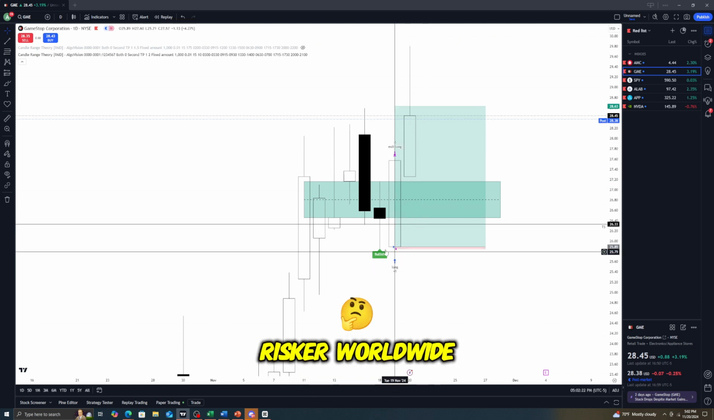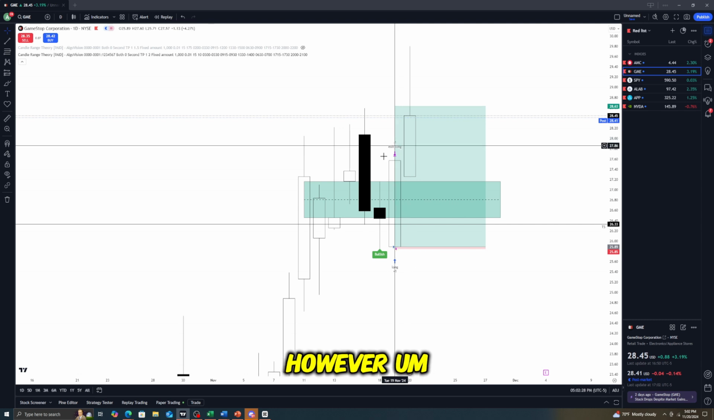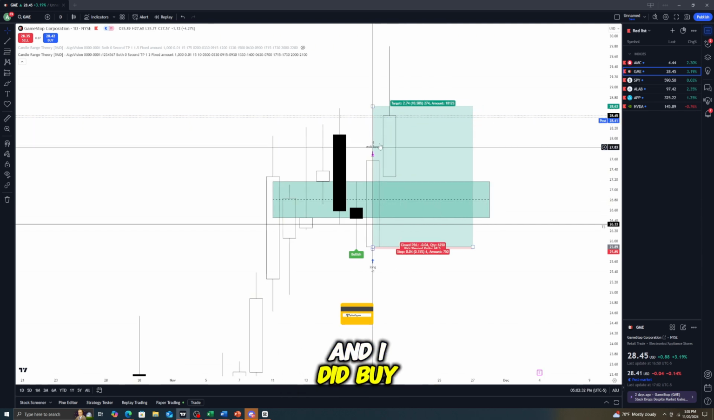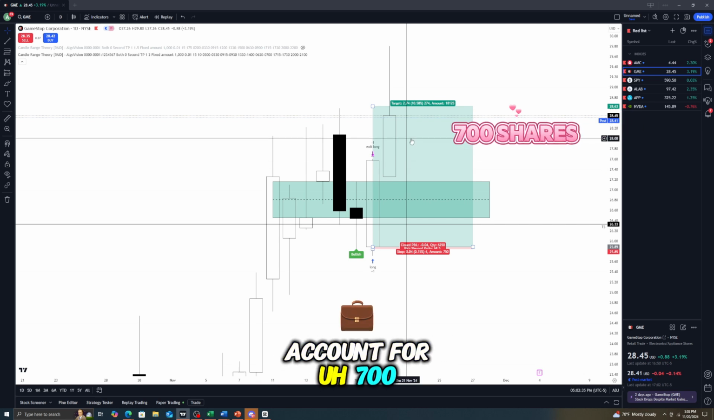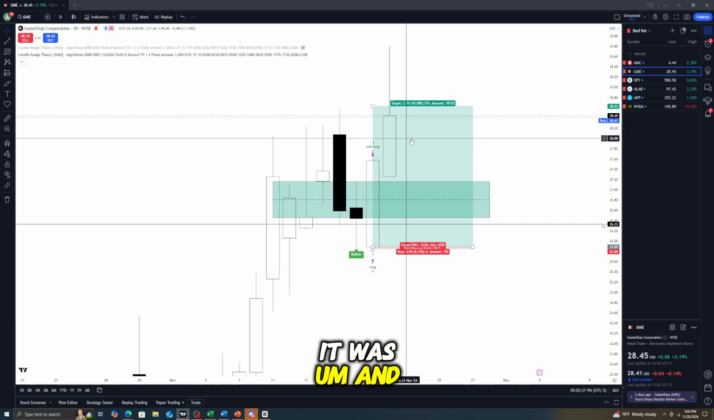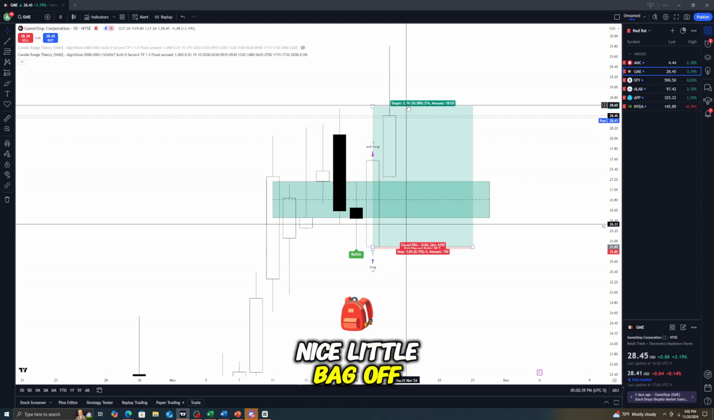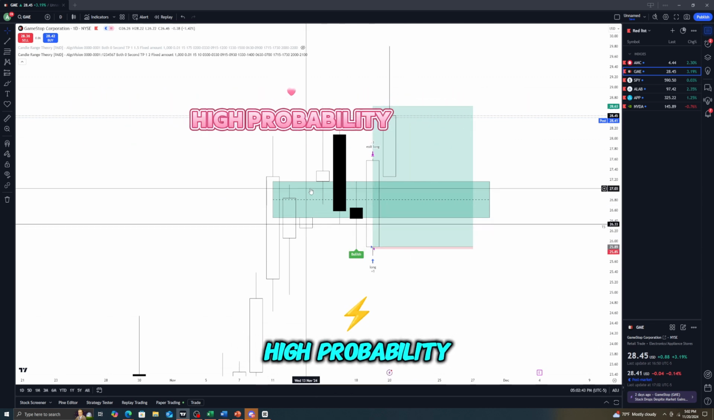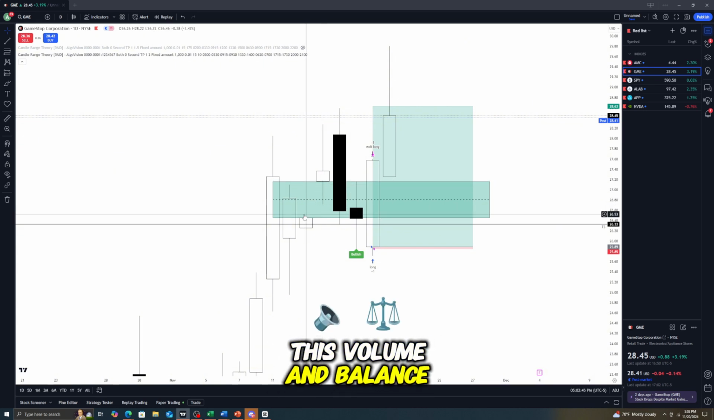Risk to reward wise, if you played a close below this, it would have been maybe a little bit less than that, probably like a 60 to 1. However, it was over a 10% move that we caught, and I did buy on my own personal account for 700 shares it was, and we made a nice little bag off of that. So this was a nice setup. High probability. You had this volume imbalance here supporting.